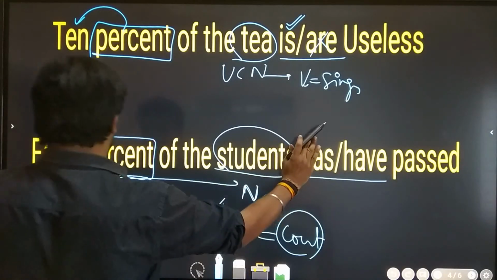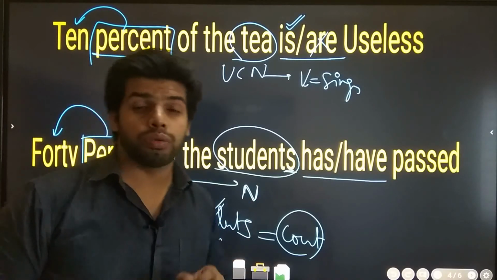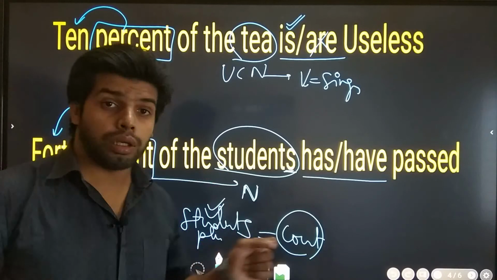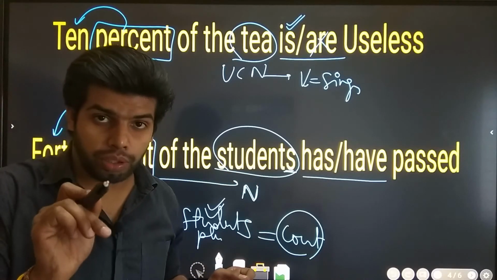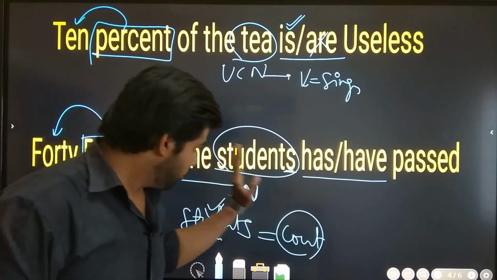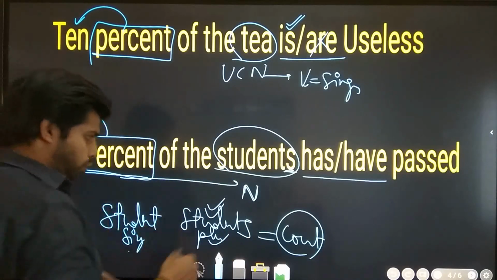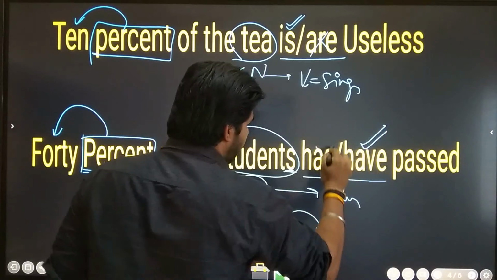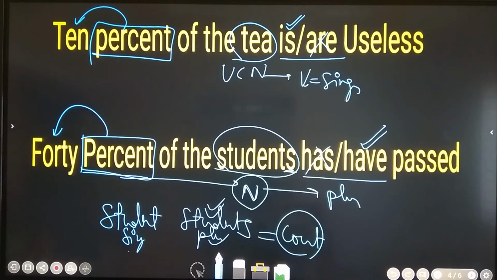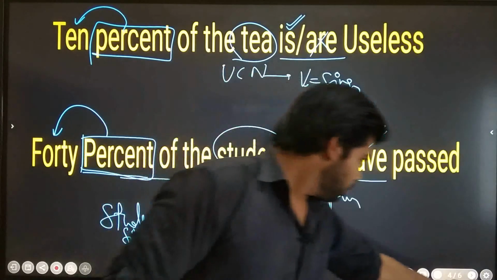Can we say it like this, 40% of the student? No, this one is wrong. You have to check the noun also. Maybe they write student here, so you have to look at it very carefully. Students is the right one. You have to use the plural form only, and when you use the plural form, the verb will also be plural. So the answer is have, not has. The correct form is 40% of the students have passed. Okay guys, move on to the next one.